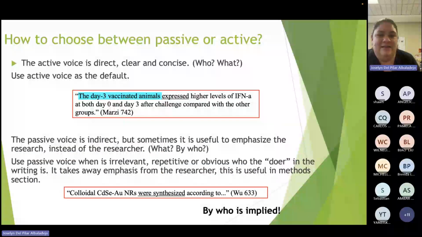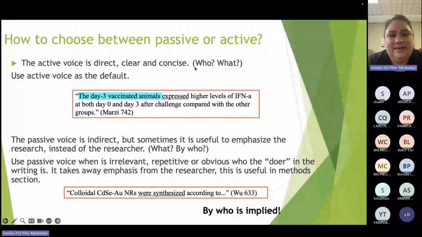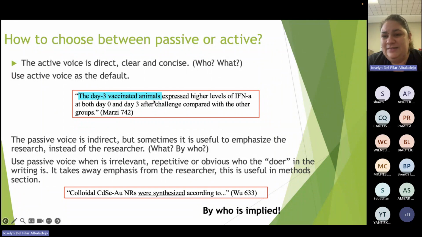So how do you decide? You want to decide on where you want to put the emphasis. So the active voice is something that is very direct, clear, and concise. And here's an example. The 3-day vaccinated animals, that's the subject. You're putting the emphasis on the subject, which is the animals, right?